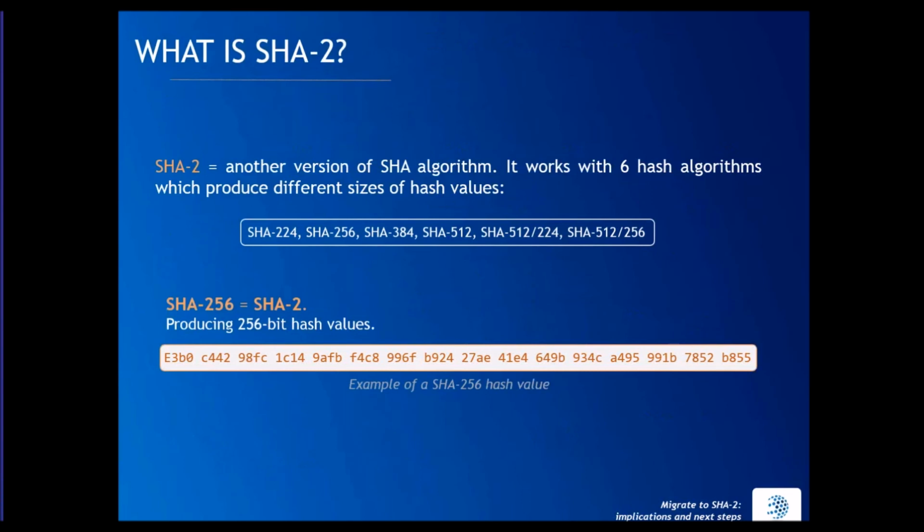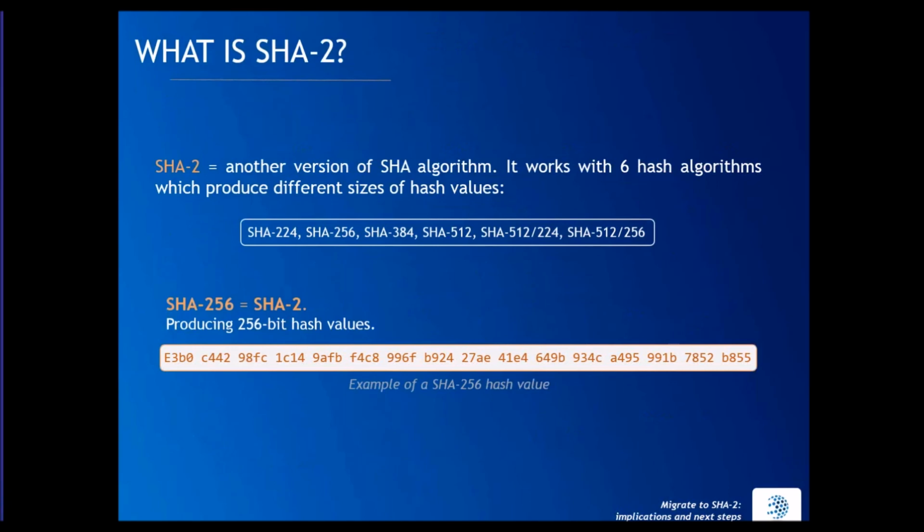What is SHA-2? Well, SHA-2 is just another version of the SHA algorithm. So just how we had SHA-1, we've got SHA-2. But the biggest difference here is the example of the SHA-256 hash value, where you can see in the orange writing that the SHA-256 hash value is much longer than what we had for the same example for SHA-1. And often when we say SHA-2, it actually means SHA-256.